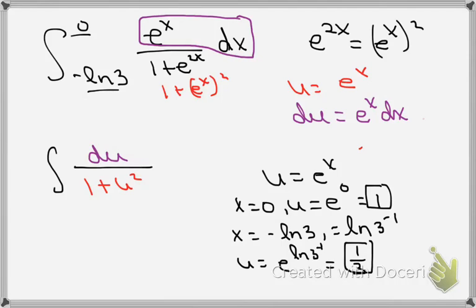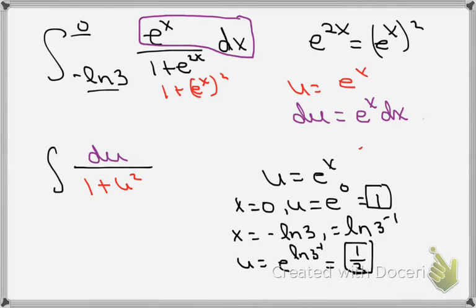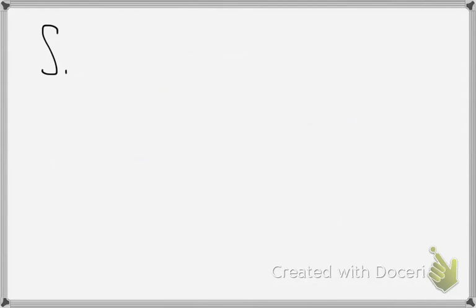So I think I'm ready to rewrite my integral now. Let me just go back and check those again. I'm going from 1/3, so 1/3 is the lower limit, to 1 of 1 over 1 plus u squared du. So now if I know the antiderivative of 1 over 1 plus u squared, I'm in good shape.